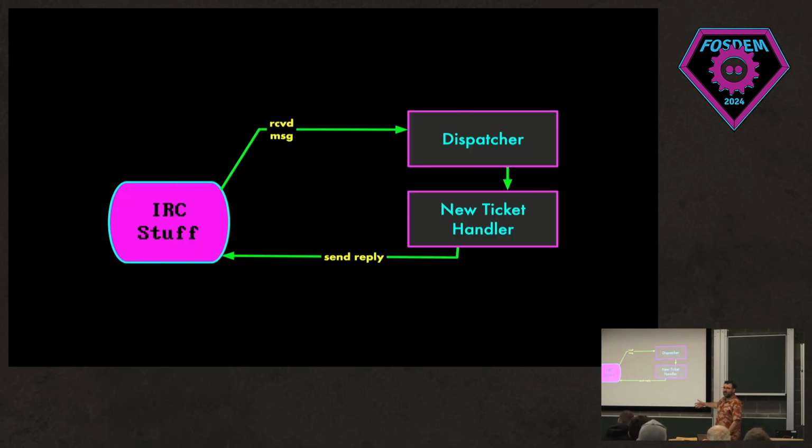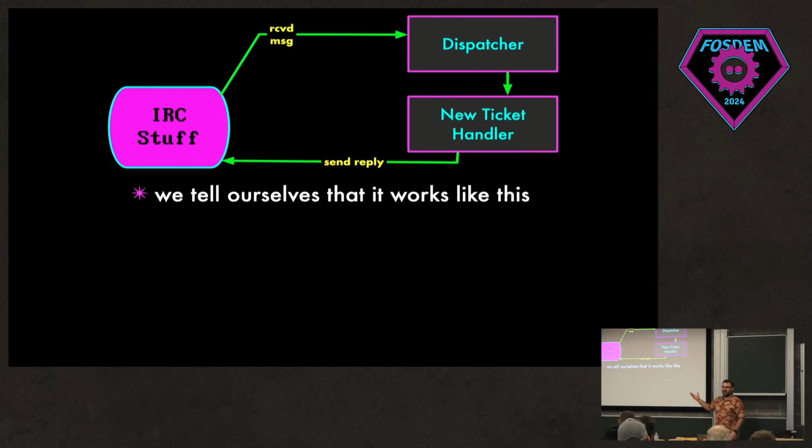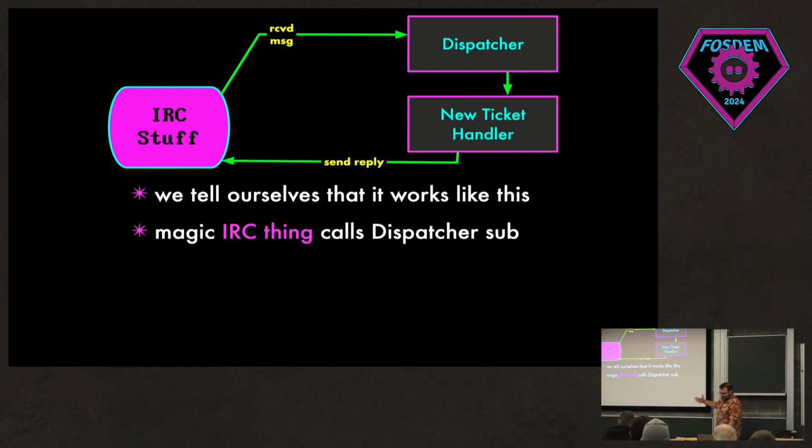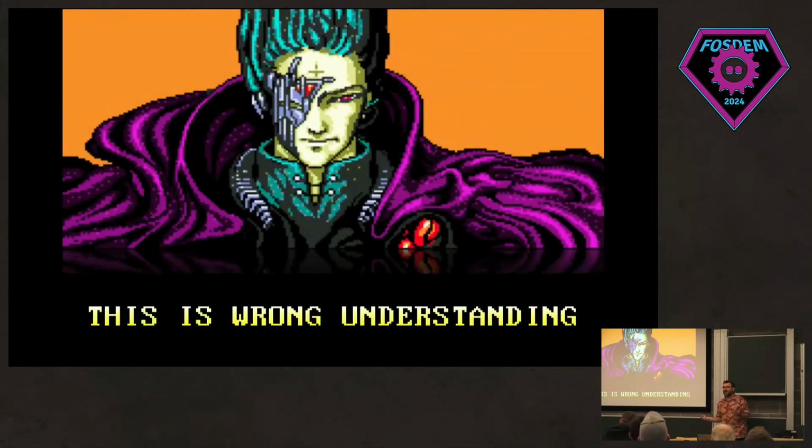So you imagine the program looks like this. You've got that magic IRC thing. That's where all the POE lives. That's where it's weird. And then a thing that gets messages and dispatches them to something that does something. And we tell ourselves that it works like this: the concurrency lives over here, and then there's the good code that we wrote. The magic IRC thing does its magic, and it calls the dispatcher, and the dispatcher calls the handler, and sends them the IRC thing, and you're good. That's it. And the problem is that's not how it works.